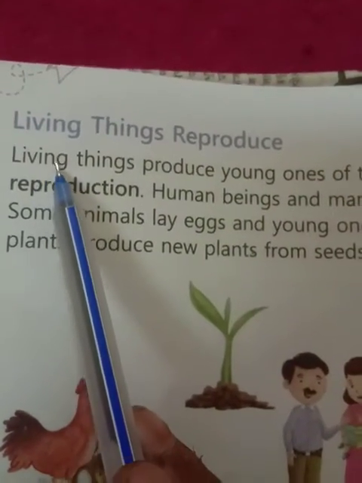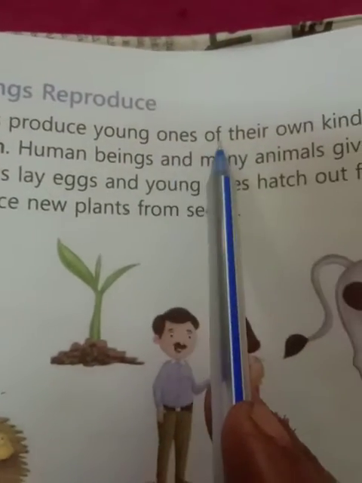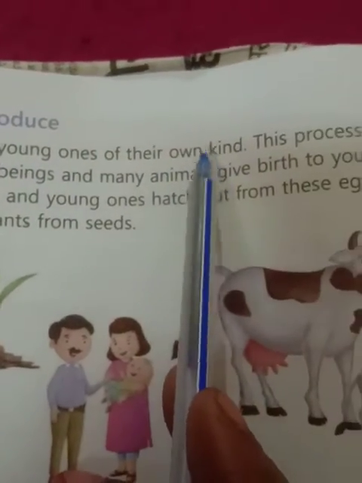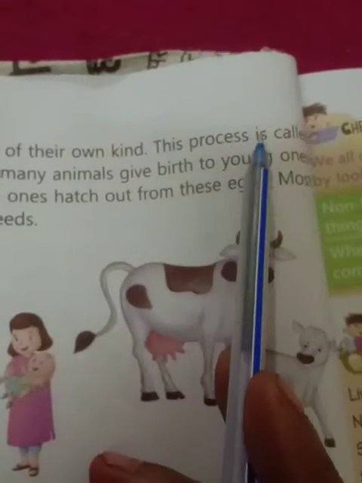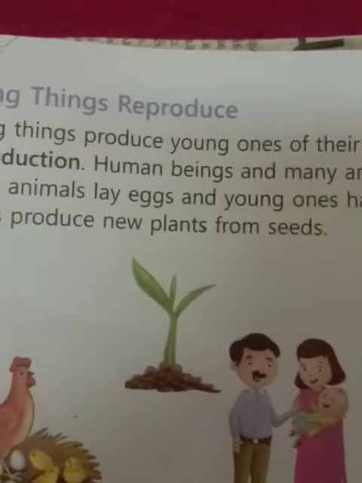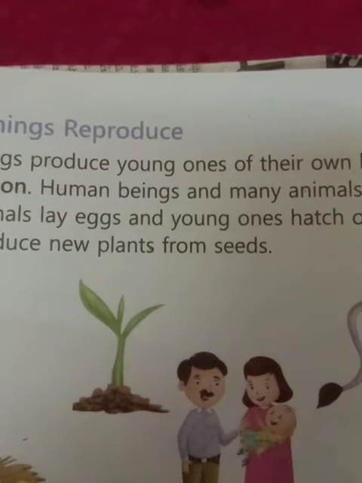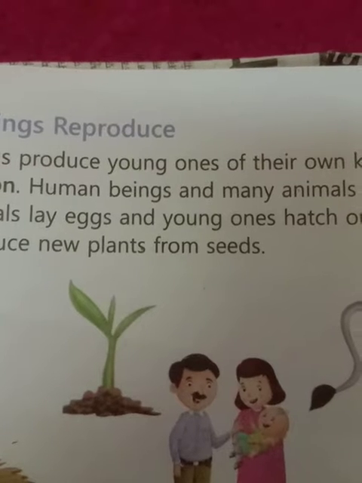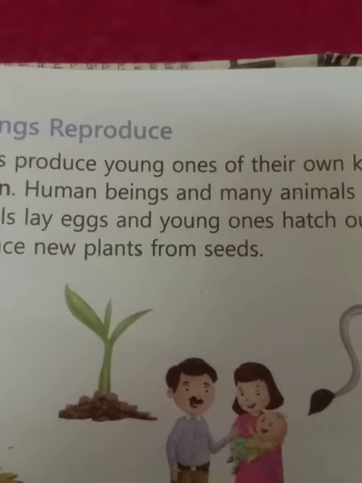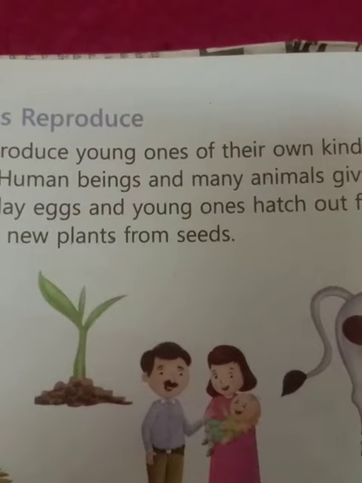Okay, now living things produce young ones of their own kind. This process is called reproduction. So student, reproduction is the biological process by which new individual organisms, offspring, are produced from their parents.